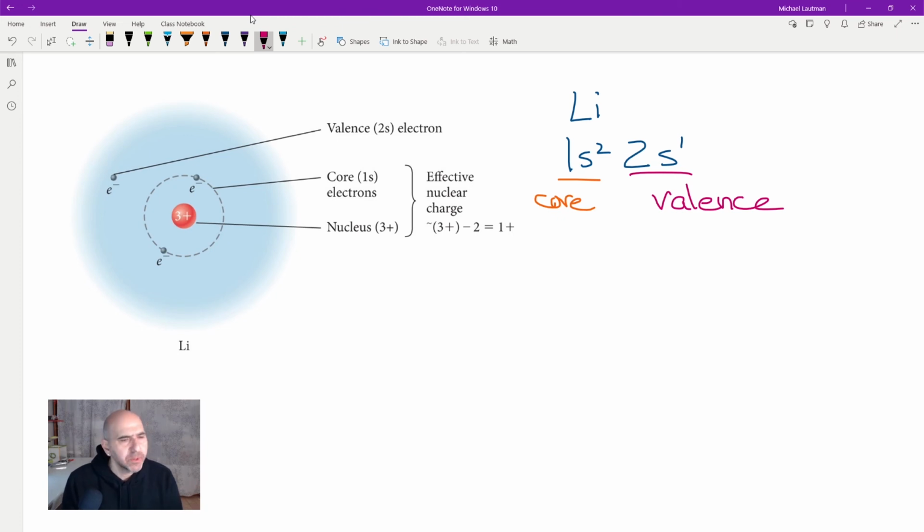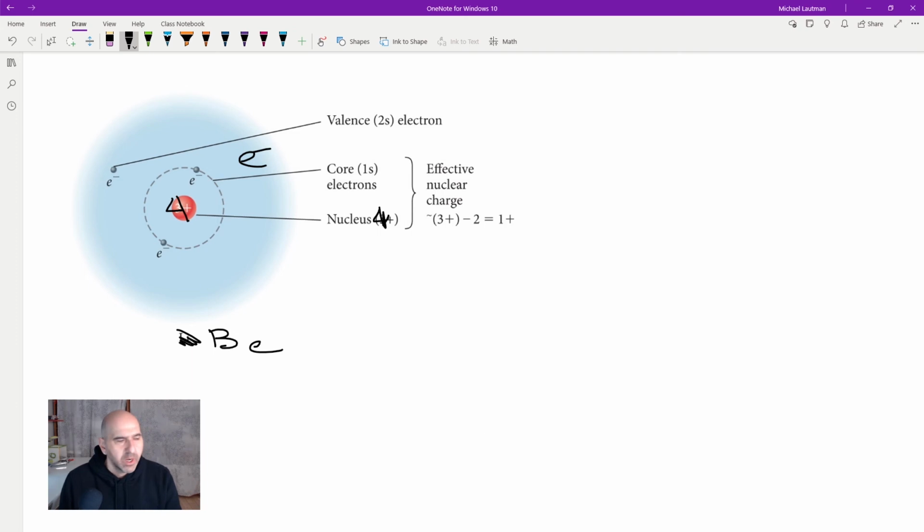But what about when we get to something else? Why, for example, is beryllium then smaller than lithium? All right, so this is my very poor mock-up of beryllium. Now, beryllium has an electron configuration of 1s2, 2s2. So again, it has 2 core electrons, but now it has 2 valence electrons.